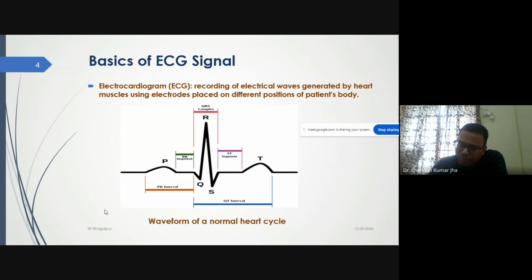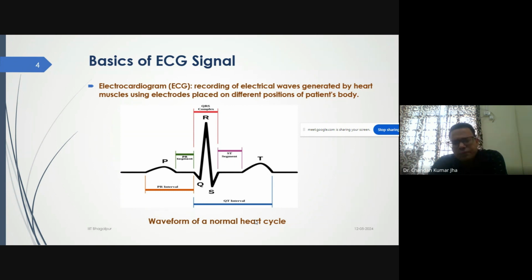By analyzing the amplitude range and time range, a cardiologist can predict whether the patient is suffering from arrhythmia or other diseases, like myocardial infarction, and do heart rate variability analysis. All these are based on the analysis of morphology as well as the time domain of the different waves of the normal heart cycle. So this is the basic morphology of a normal heart cycle, and it has different parts: PR interval, PR segment, QRS complex, ST segment, P wave, T wave.